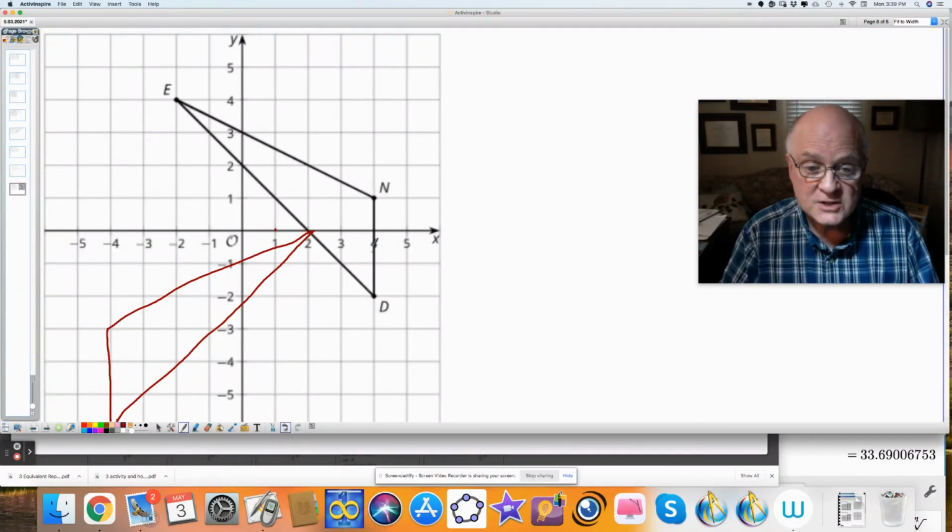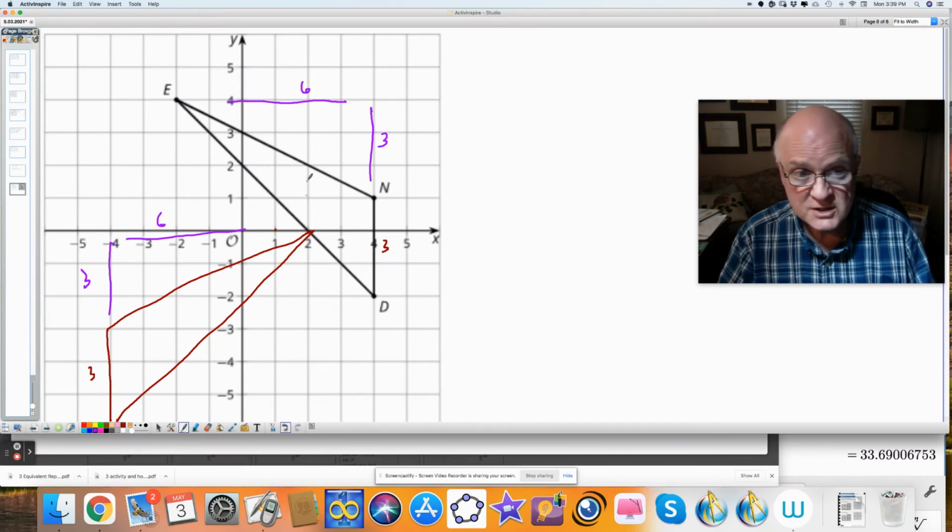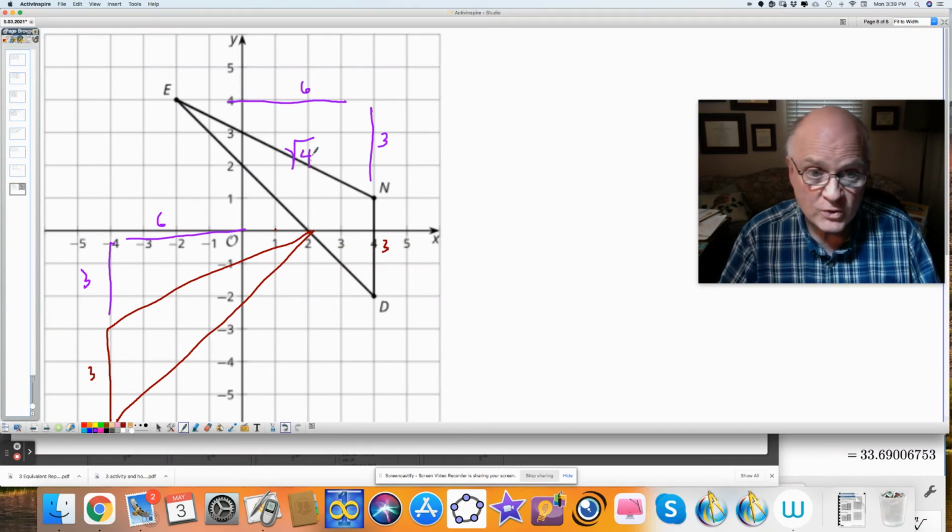I could look at these segments. This is 3, this is 3. And I could look at these other segments and say this is 3 and 6. This would be 3 and 6. So using the Pythagorean theorem, 3 squared is 9, 6 squared is 36. This would be the square root of 45, or 3 times the square root of 5. This is the square root of 45.